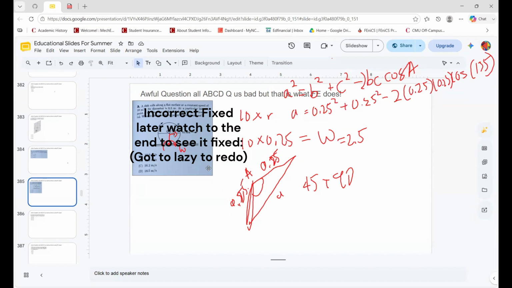Minus 2 multiplied by 0.25 multiplied by 0.25 cosine 135 equals. Okay, I get a length that is too tiny for even me to think that's right. Maybe I did something wrong, or it's not in radians or something like that. No, I think I just messed up somewhere. Oh, I think I multiplied something by 2 by accident. Let me just do everything again.